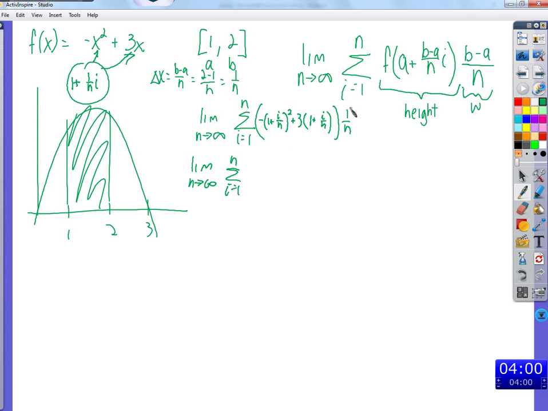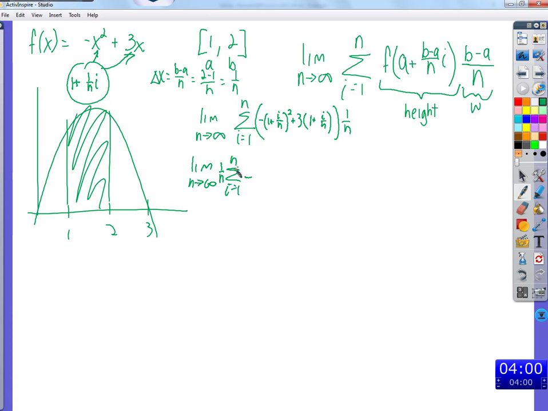For one thing, n is just the number of rectangles. It does not change. So it is a constant multiple that we can bring out in front here. We can also multiply it through if we wanted to. This is just what I tend to do.